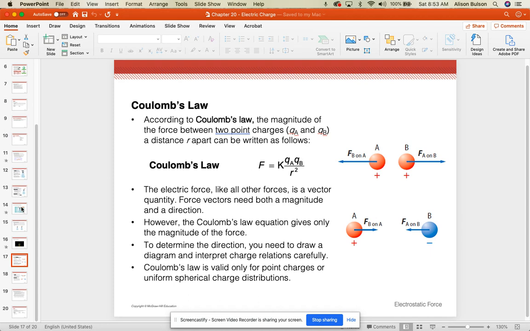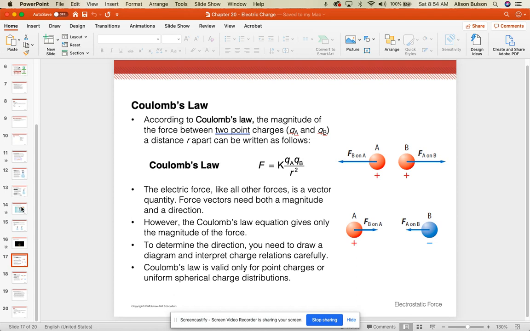So according to Coulomb's law, the magnitude of the force between two point charges, and by point charges we just mean things that are real small, so that we don't have to worry about how their shape or size affects the force between them. So the magnitude of the force between two charged particles, QA and QB, at distance r apart, can be written as follows.